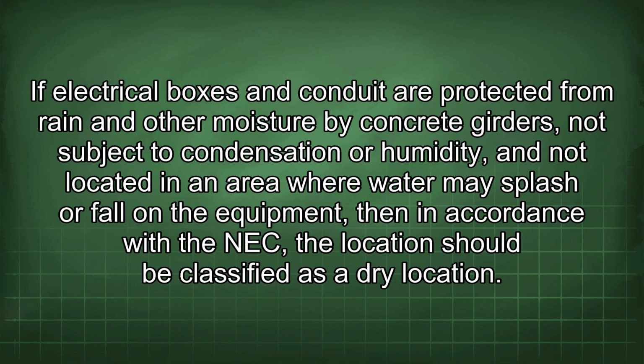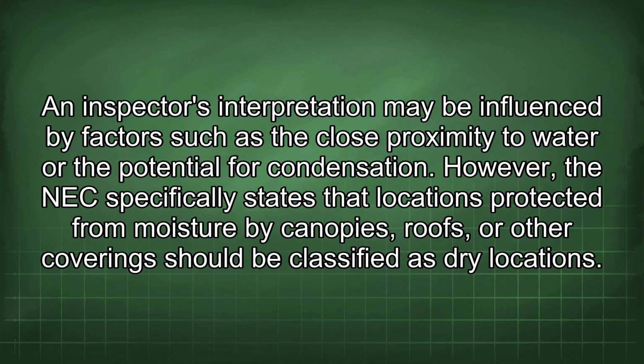If electrical boxes and conduit are protected from rain and other moisture by concrete girders, not subject to condensation or humidity, and not located in an area where water may splash or fall on the equipment, then in accordance with NEC, the location should be classified as a dry location. An inspector's interpretation may be influenced by factors such as the close proximity to water or the potential for condensation. However, the NEC specifically states that locations protected from moisture by canopies, roofs, or other coverings should be classified as dry locations.